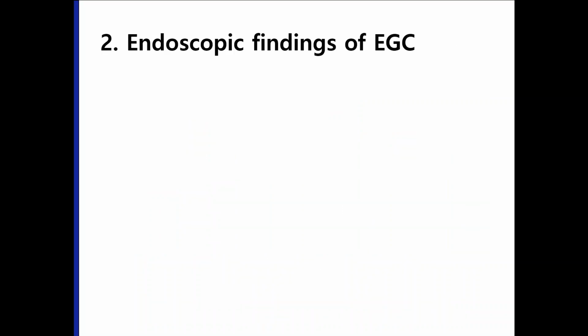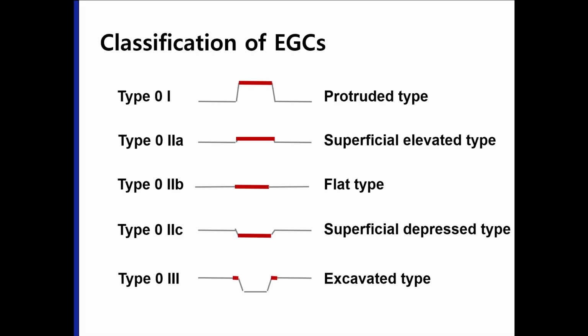Endoscopic findings of EGC. EGCs can be classified into type 1, 2A, 2B, 2C, 3 based on endoscopic findings. Type 1 and 2A are elevated EGCs. Type 2B is flat EGC. Type 2C and 3 are depressed type early gastric cancers.